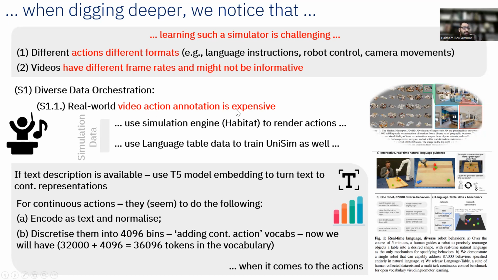So in order to fix this annotation problem, they use a simulation engine, or data gathered from a simulation engine like Habitat, in order to render the actions. I think this is the Habitat scheme, and they use specifically something called the HM3D dataset, and that allows us to have action annotated video. They also use another source of data, called the language table data, in order to train this universal simulator as well. This is the paper that they also use the data from.